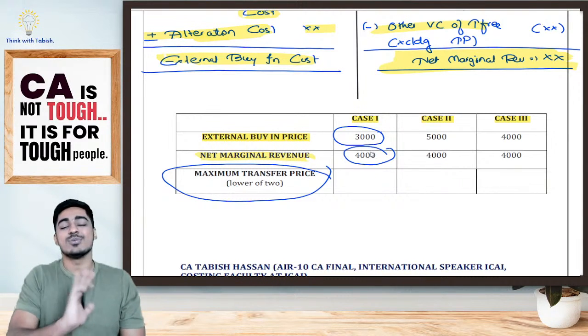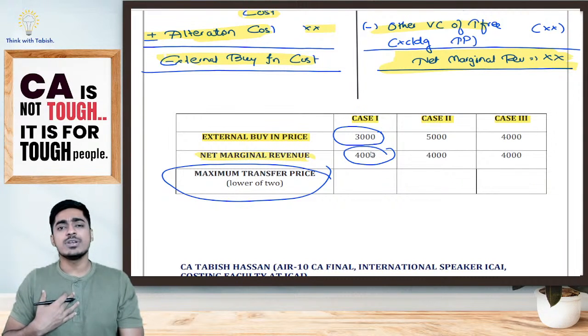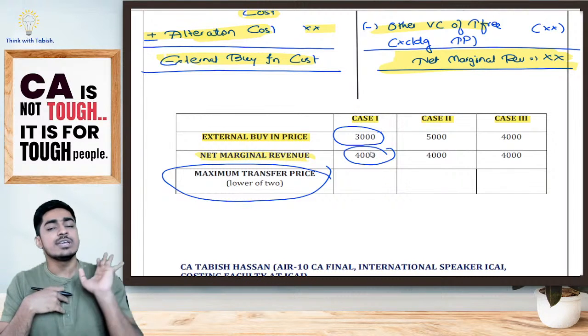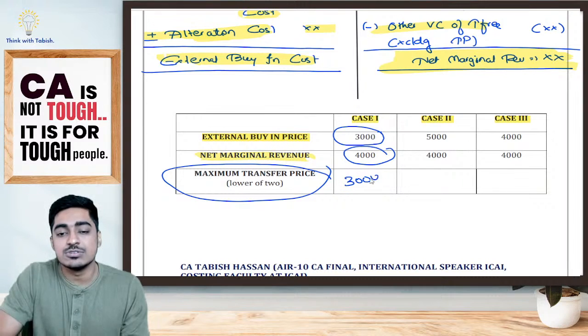Maximum I can pay you 3,000. More than that, I won't pay. Yes, but 4,000, I won't profit. If you don't give me, I will buy it from another supplier at 3,000 rupees. So I'll give you 3,000 only. So the maximum the mobile division is willing to pay is 3,000.